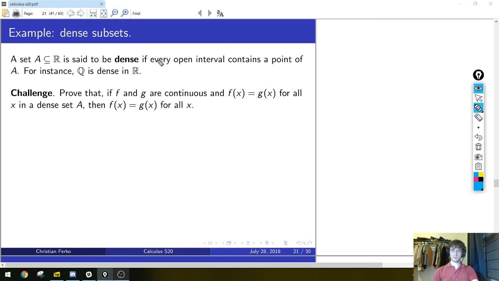So we ask something slightly different. Suppose two functions f and g are both continuous, and f equals g for every x in a dense set A. So the two functions are equal everywhere in a dense set. Think for a moment, and then how would you prove that means the two functions have to be equal everywhere? All x, not just in A.